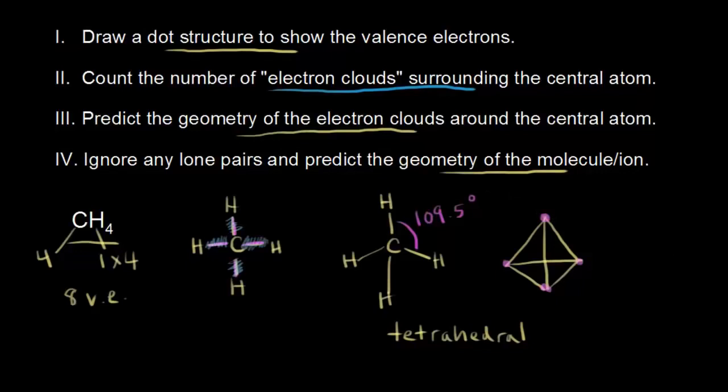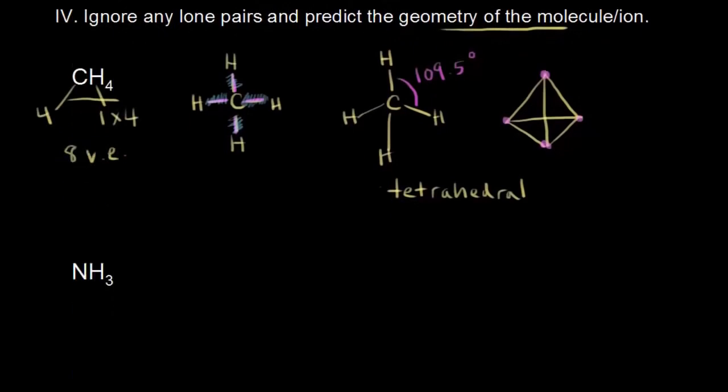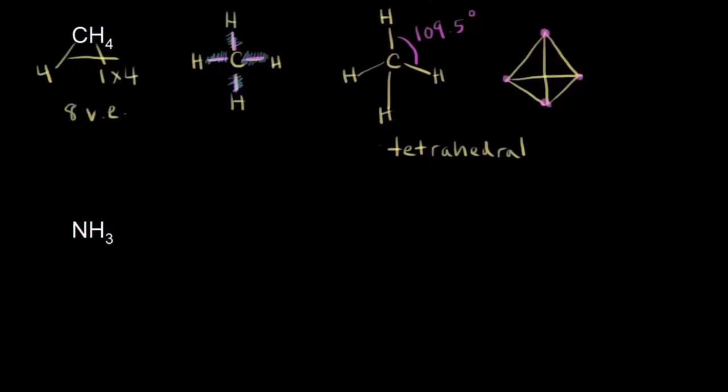Let's look at ammonia. So we have NH3. First thing we need to do is draw the dot structure. So we start by finding our valence electrons, nitrogen in group 5, so 5 valence electrons, hydrogen in group 1, and I have 3 of them. So 1 times 3 plus 5 is 8. So once again, we have 8 valence electrons to worry about.